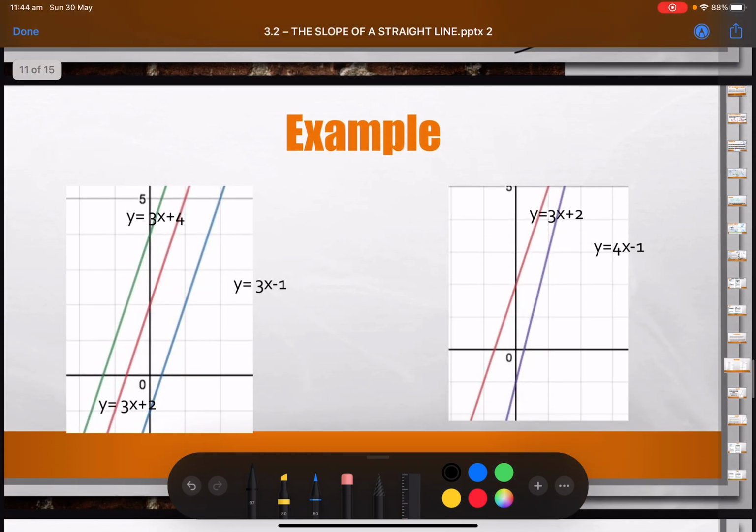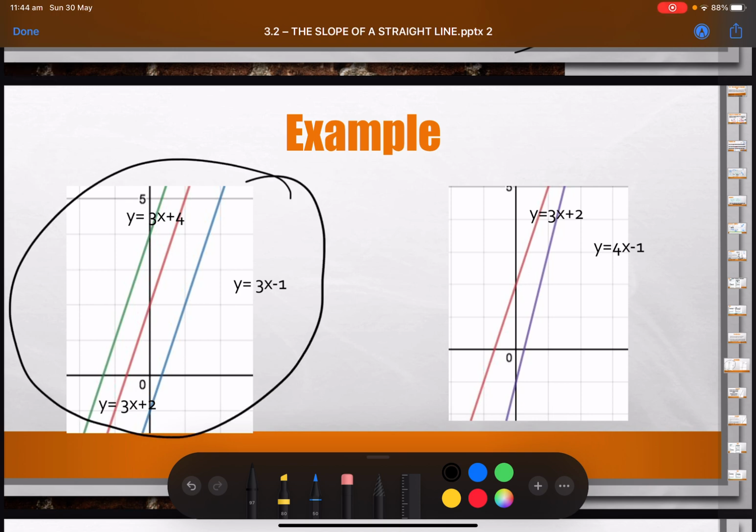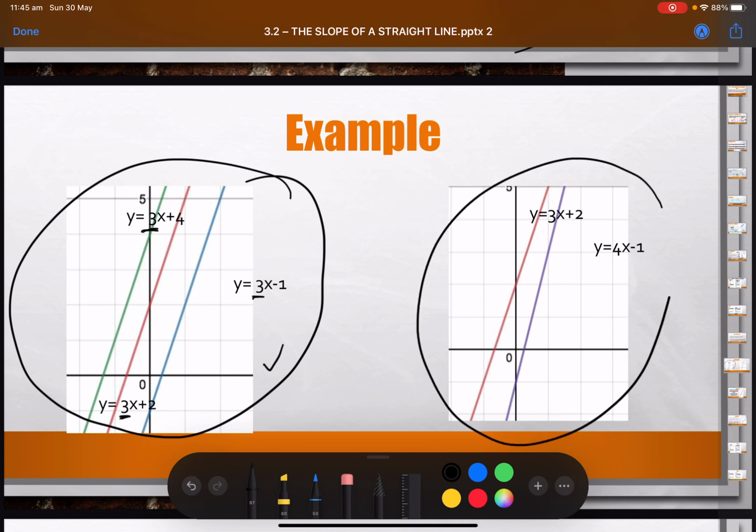So in an example over here, my green, my red, and my blue line all have a gradient of 3, 3, and 3, which means these are parallel. If I look at my red and purple line here, my red line has a gradient of 3, whereas my purple line has a gradient of 4, so they are not parallel. The way you can identify if lines are parallel is that they're going to have the same gradient, where the gradient is the number in front of the x.